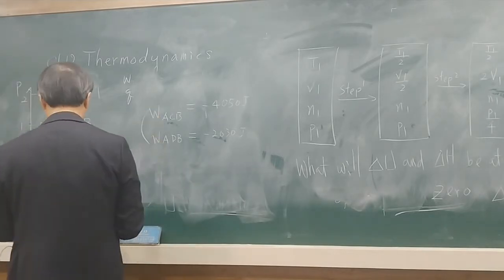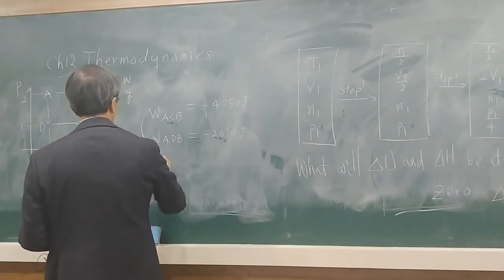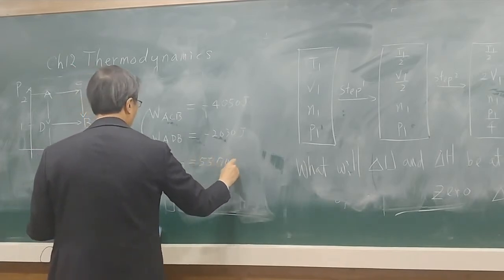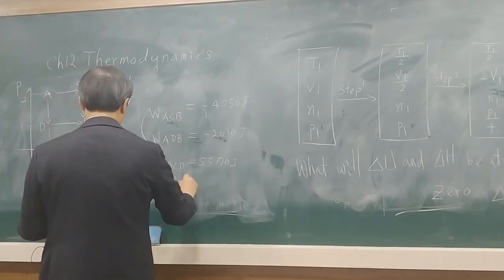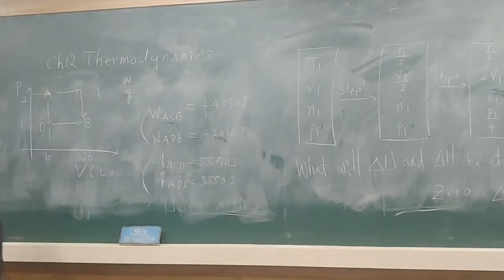How about Q? Q is also not a state function. So Q for ACB equals 5570 joule. Q for ADB equals 3550 joule. Q is also different. This pathway or this pathway, they have different values. So Q and W are not state functions.